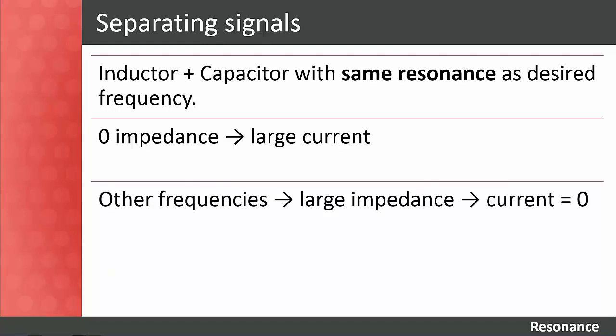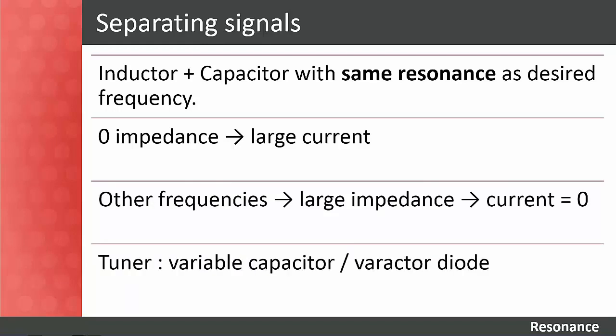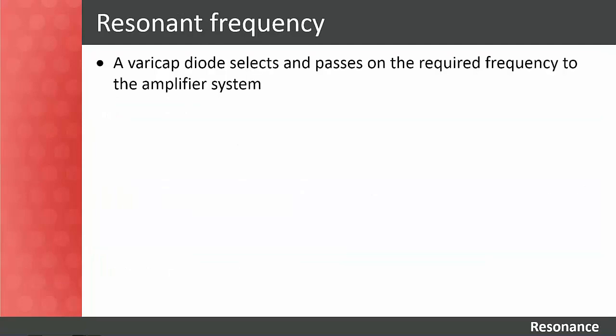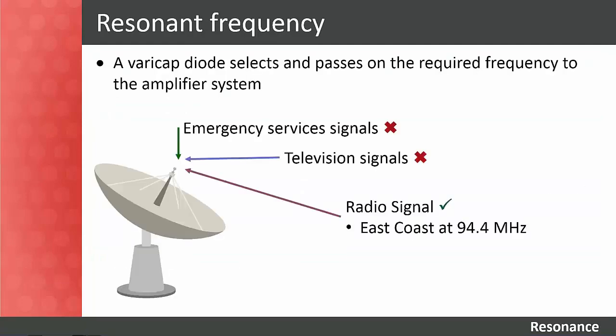The tuner of the receiver is a series or parallel circuit consisting of an inductor and a capacitor, which we can make resonant at different frequencies by using a variable capacitor, or today, a varicap diode. A varicap diode selects and passes on the required frequency to the amplifier system, and you have now tuned your receiver to the required radio station or TV channel that you wanted.